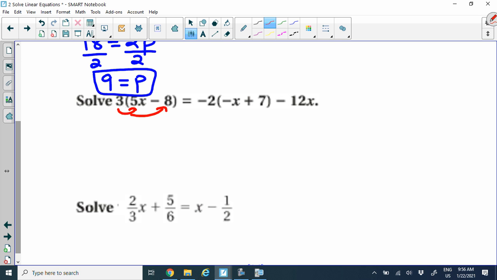So we're going to distribute the 3 to the 5x and minus 8, and then the negative 2 to the negative x and 7. So now I'm left with 15x and then minus 24 equals, now be careful with negatives. We have negative 2 times negative x. That gives us actually a positive 2x, then minus 14 minus 12x.